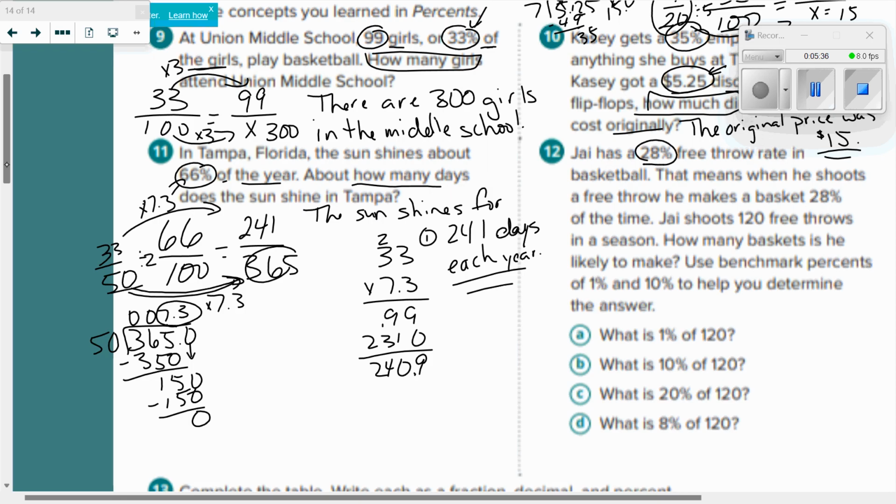Jay has a 28% free throw rate in basketball. It means when he shoots a free throw, he makes a basket 28% of the time. He shoots 120 free throws in a season. How many baskets is he likely to make?